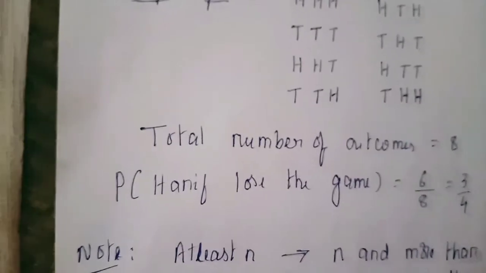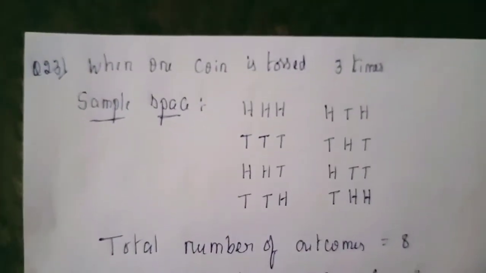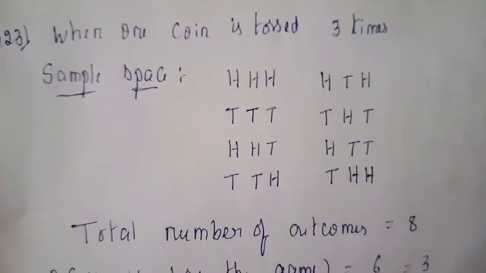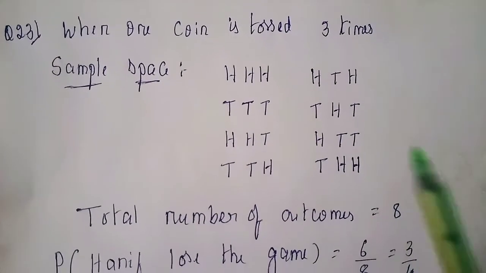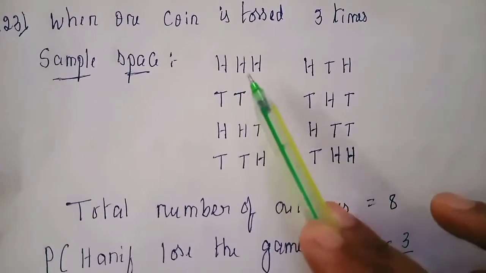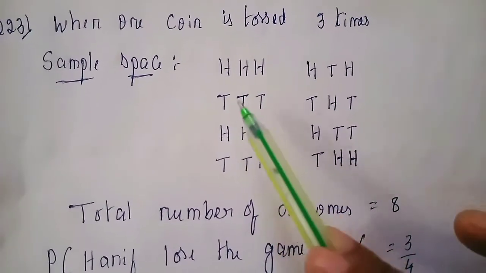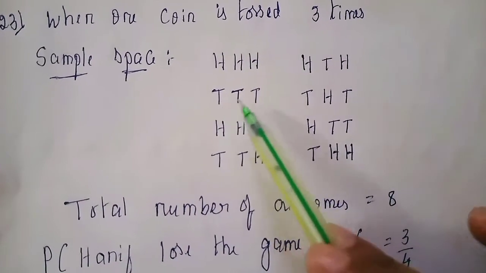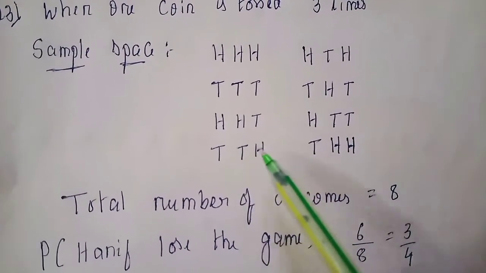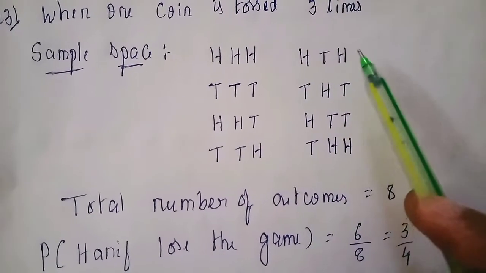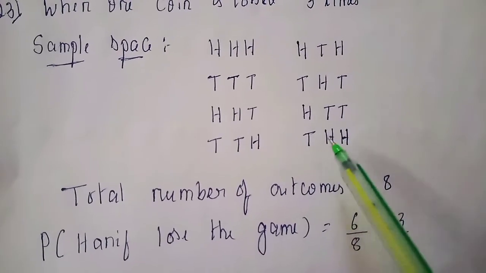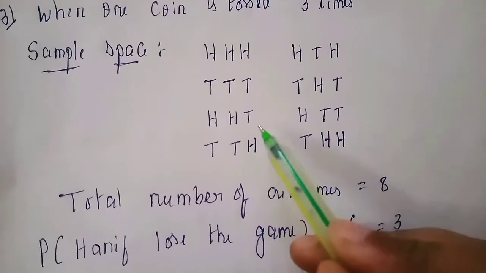First, let us understand the sample space with 3 coins. Here 1 coin is tossed 3 times. So what is the sample space? These are the possible outcomes you have. H, H, H. H means head, T means tail. T, T, T. H, H, T. T, T, H. H, T, H. T, H, T. H, T, T. T, H, H.